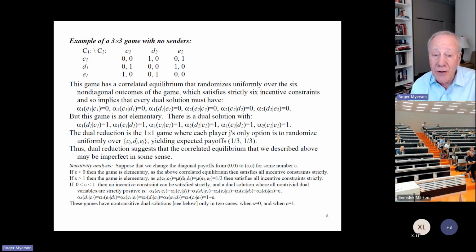In small print here, I note that if you change those zeros on the diagonal to any epsilon, you would get this interesting case, which I'd call a case of non-transitive dual solutions. It's a non-transitive dual solution in the sense that you can get a positive Lagrange multiplier from C1 to D1, and you can get a positive Lagrange multiplier from D1 to E1, but you can't get a positive Lagrange multiplier from E1 to D1 directly.